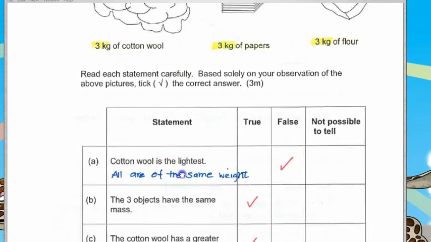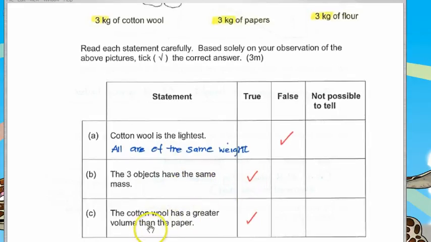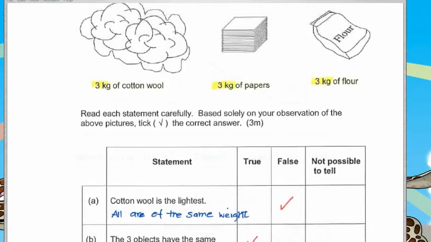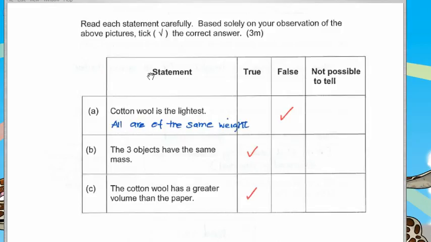Next, the three objects have the same mass, correct. And the cotton wool has a greater volume than the paper. It simply means greater volume, can you see? It occupies more space. Of course, you do not squeeze it into a smaller box. Just as it is, it occupies more space than the paper here. Although they have the same weight, the volume is different, the size is different. Let's carry on.